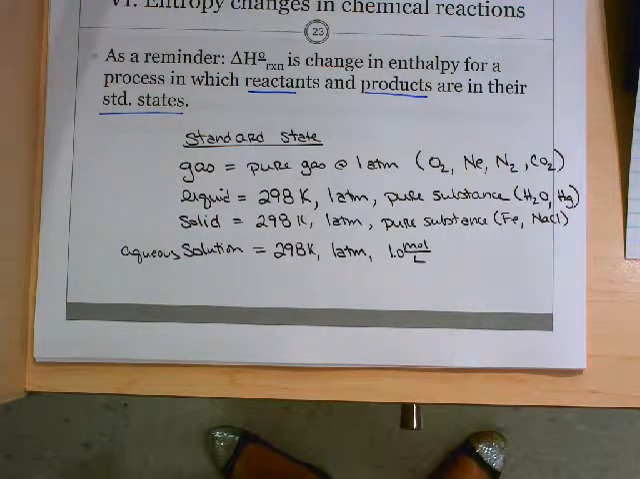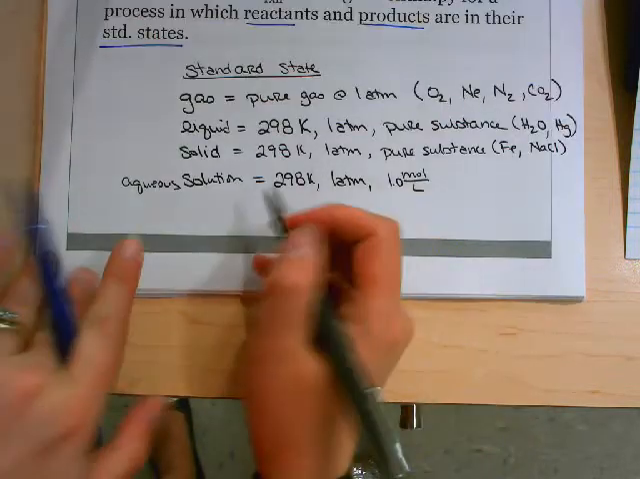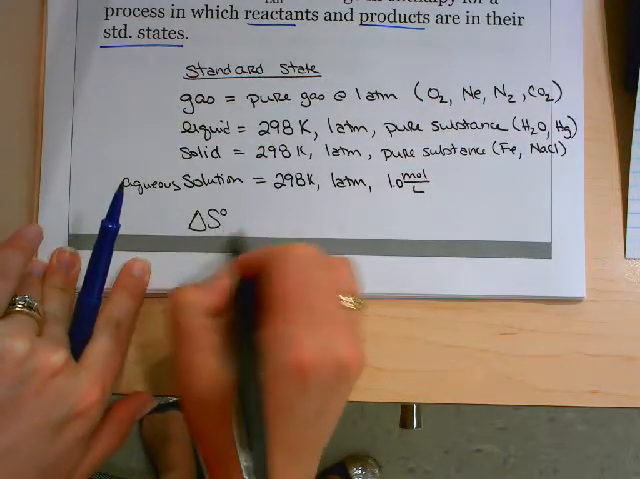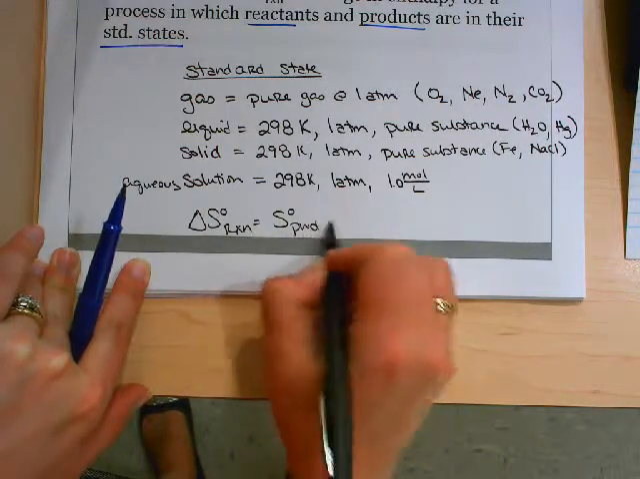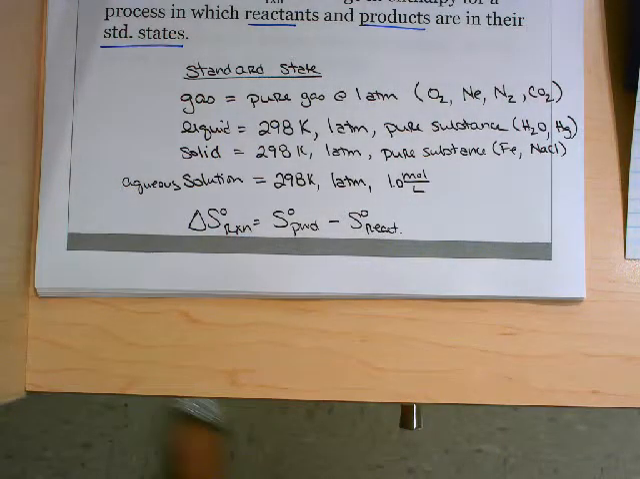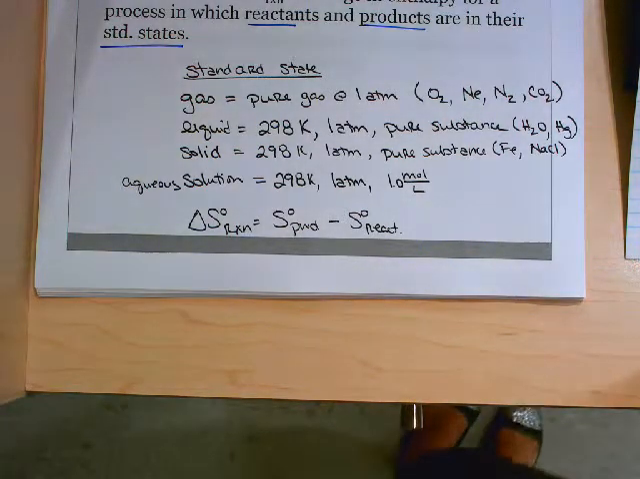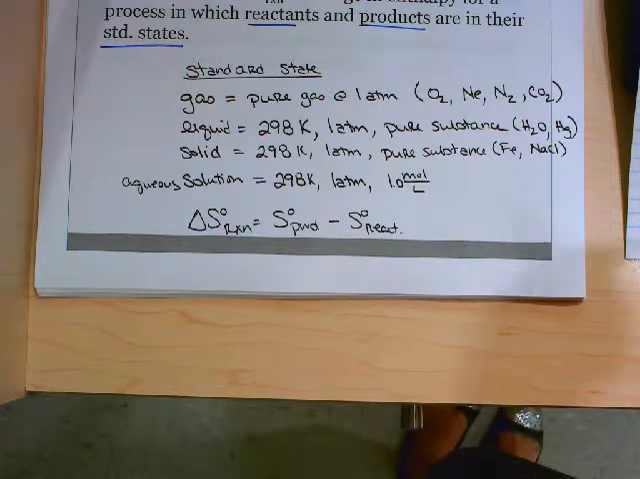Delta H is what sort of function? Also starts with an S. The state function, right? State function. Delta S is also a state function. Which means its standard state entropy of a given reaction is the standard state entropy of the products minus the standard state entropy of the reactants. Just like it is for delta H.